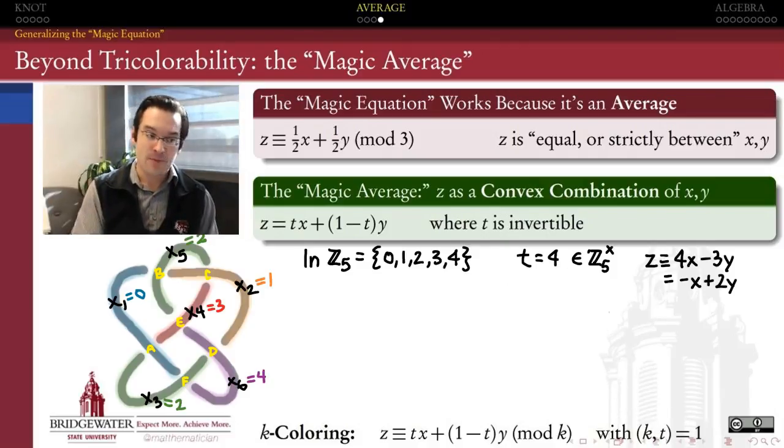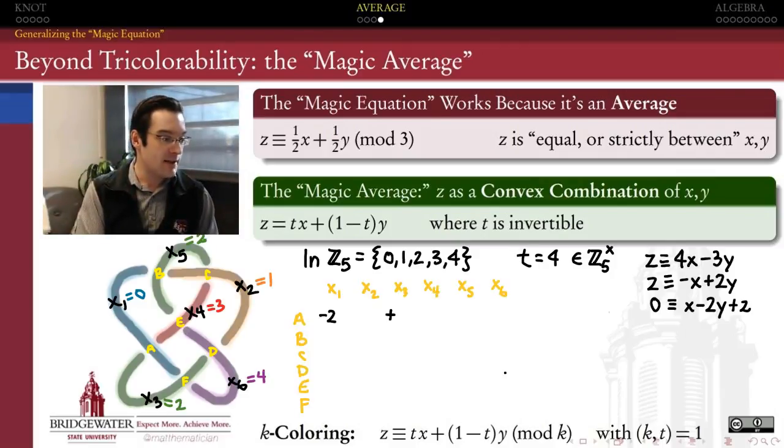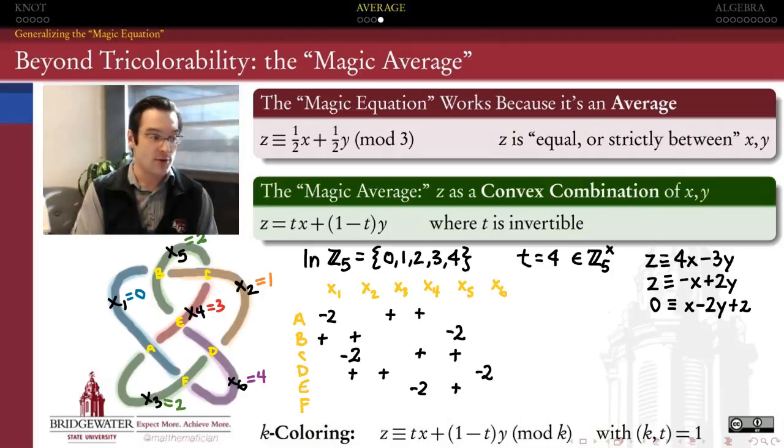The reason I like 4 is that if we set up this magic average, it turns out to have a really nice form, where the x and the z have positive 1s, and the y has a negative 2 for a coefficient. So I'm going to set that up as my magic equation. If I then take each of the 6 crossings in my knot diagram and build this magic equation at those crossings, rather than solving this system, I'm just going to verify for you that this 5-coloration that we found a few slides ago is actually valid, in the sense that it satisfies this 6 by 6 system.